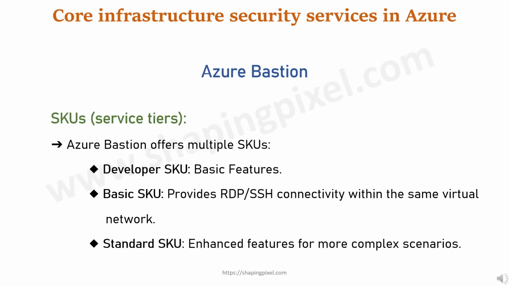SKUs. Service tiers. Azure Bastion offers multiple SKUs. Developer SKU. Basic features. Basic SKU provides RDP or SSH connectivity within the same virtual network. Standard SKU. Enhanced features for more complex scenarios.